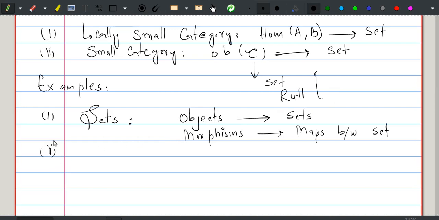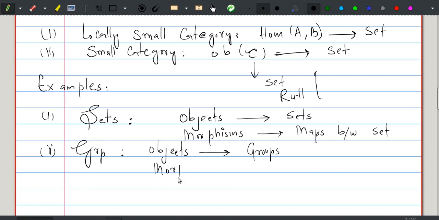Second is the category of groups. So this is the category of groups. Here the objects are just the groups, and the morphisms here are group homomorphisms.